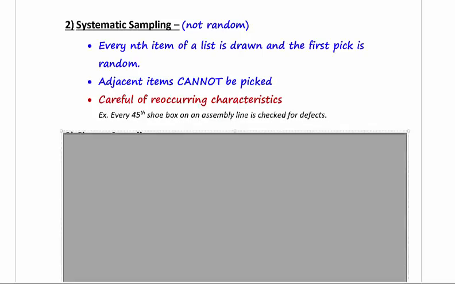A big concern with this type is you need to be careful of reoccurring characteristics. For example, if you are selecting every 45th shoebox on an assembly line to check for defects, that is systematic because you're picking every 45th. But what if there's only one machine or one person that deals with that rotation of items? You're not getting a good sample of every possibility, and you may be missing a machine that actually has errors involved in it.